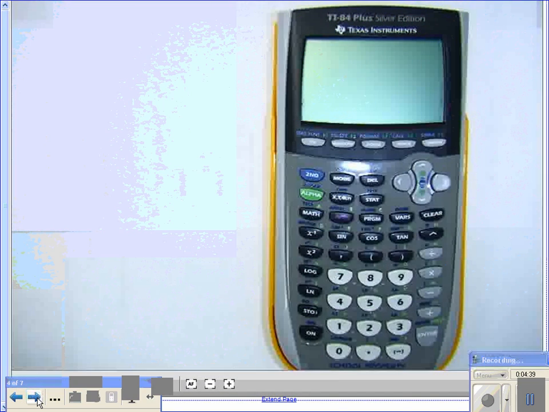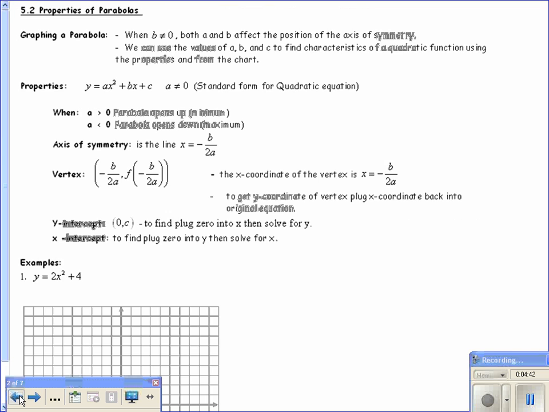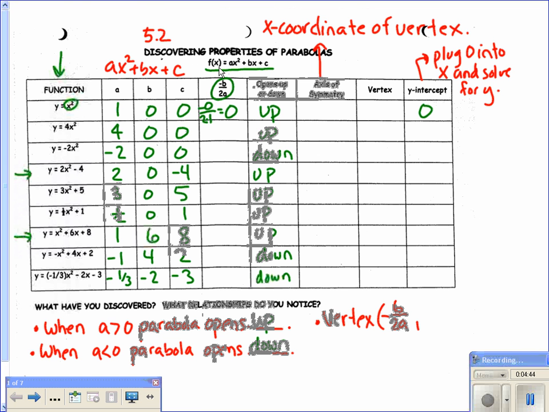So if I go back to my equation, this -b over 2a is going to be, for this equation, my vertex. So remember, your axis of symmetry is always the x-coordinate of your vertex. So 0 is the x-coordinate of my vertex, so x equals 0. So then the next question is, how do you find the vertex?